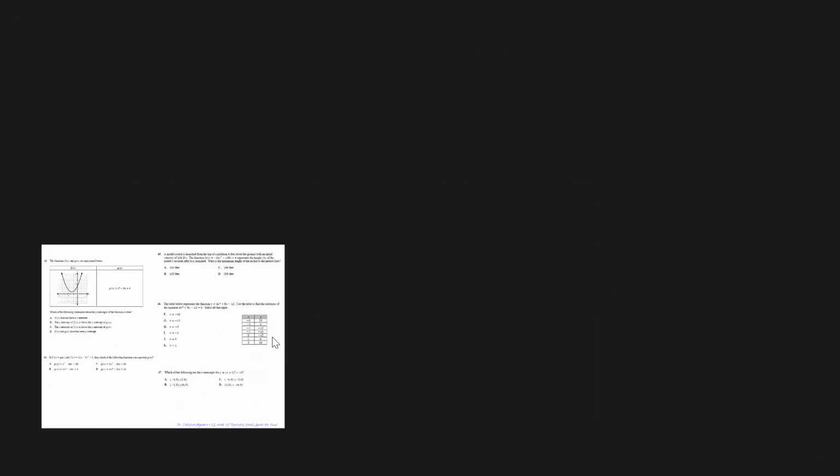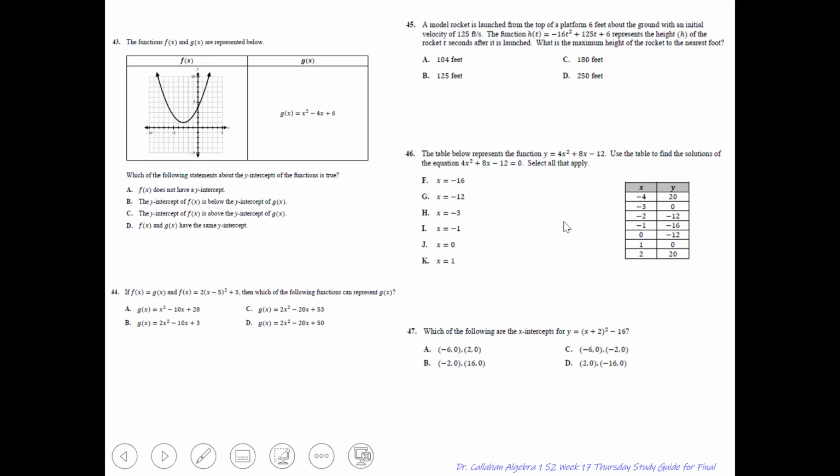Okay, so we're going to continue on with our math today when it comes to your study guide. Let's take a look at question number 46. It says the table represents a function. Use the table to find a solution of this equation. Select all that apply.